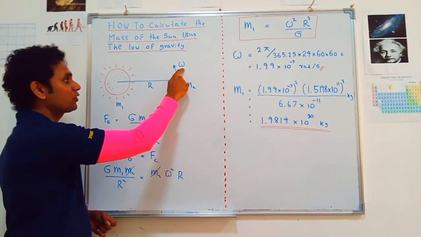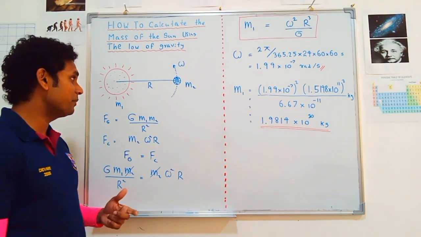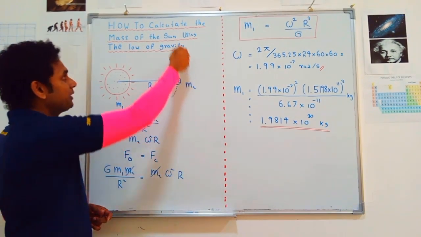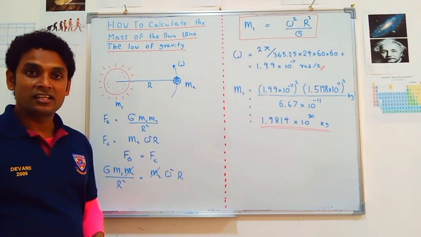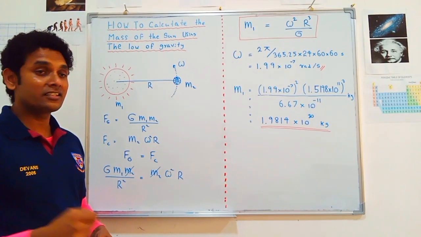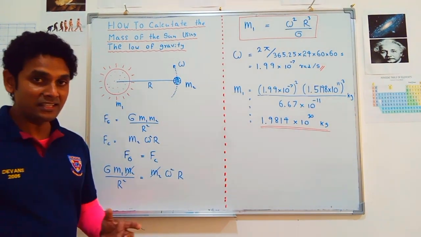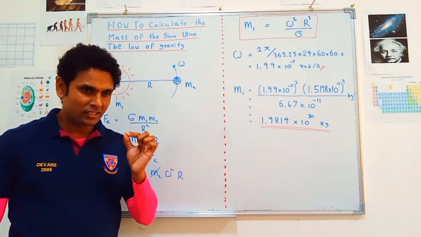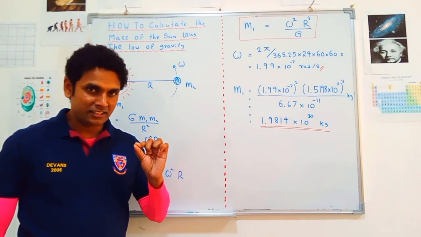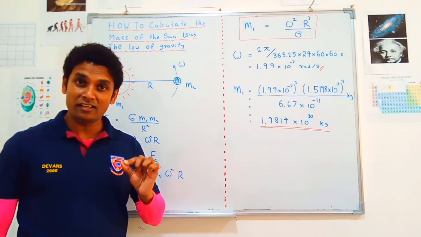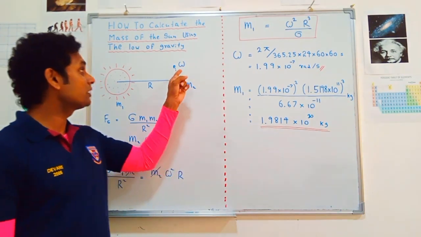And also here's something called omega. Omega means what? Omega means the angular speed of earth at which the earth rotates around the sun. Means in 1 second, how many radians will the earth be rotated around the sun? That's what is called the angular speed.